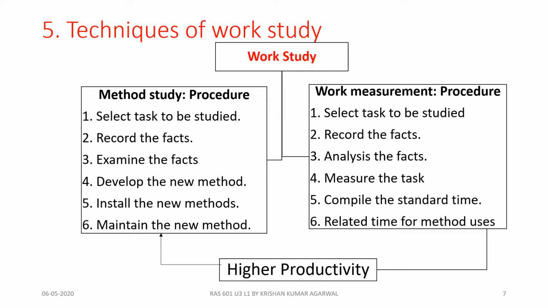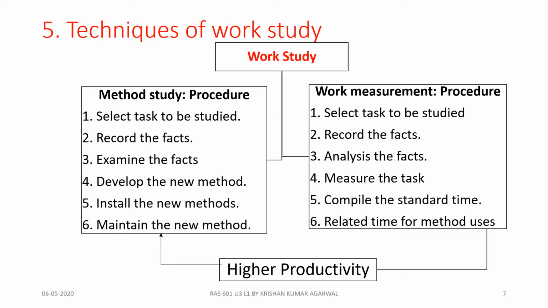Here we can see in this slide that two distinct methods are used in order to implement work study on the plant. The first one is method study and the second is work measurement. As the name suggests, method study is to improve the method. The study takes place by the executives on the shop floor, in which they select a particular task or method in which improvement is required.